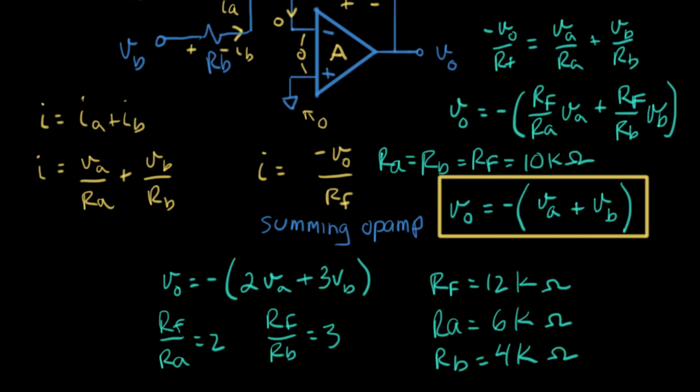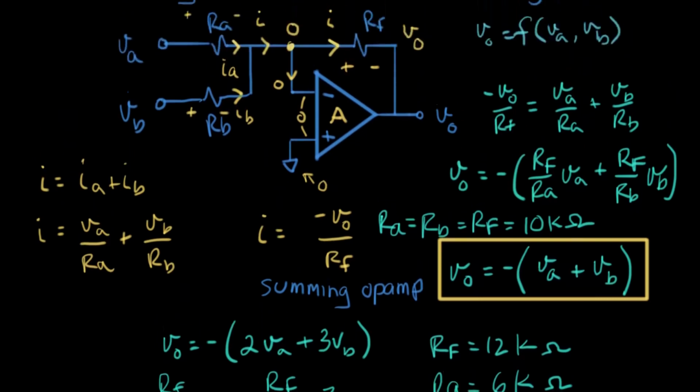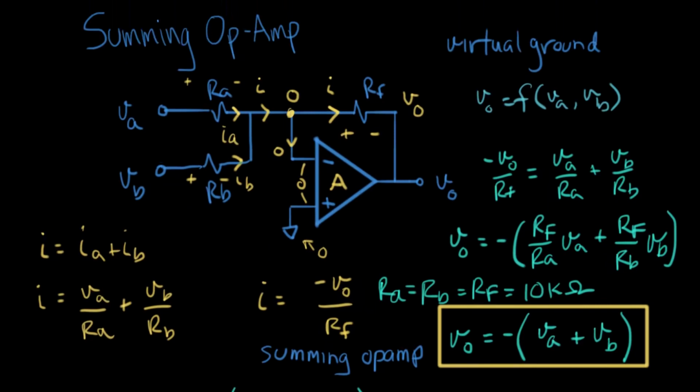So I'm going to go fill those out on the top schematic. We'll just write those in. What we said was RF was 12K, RA was 6K ohms, RB would be 4K ohms. And we've designed a circuit that implements our summing function. So this is a pretty useful op-amp circuit.